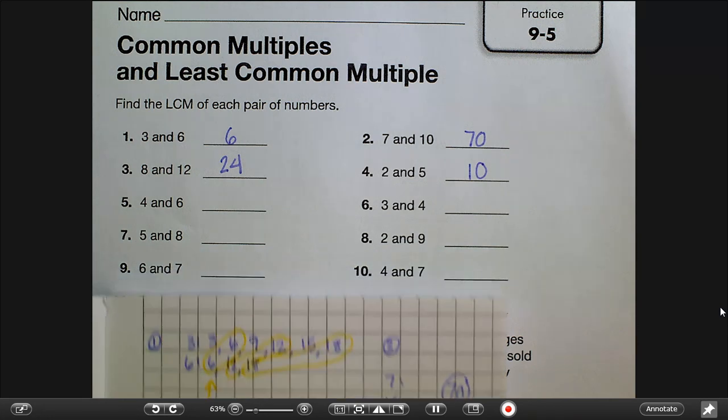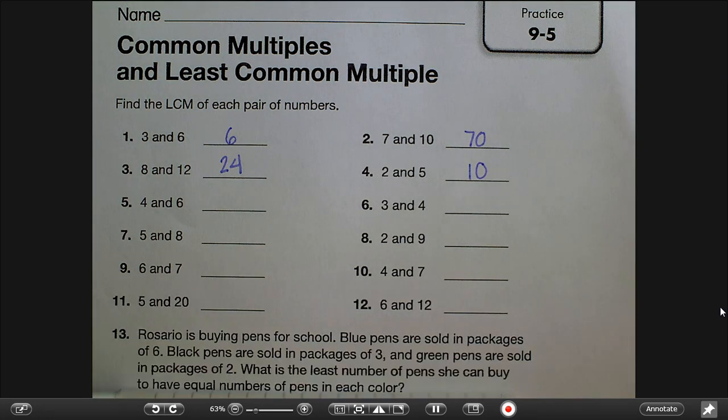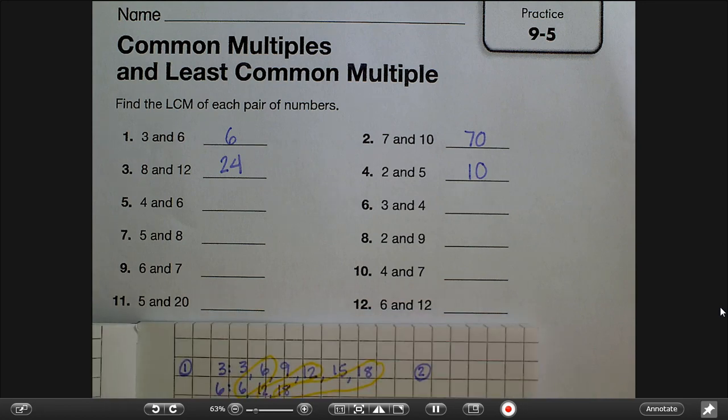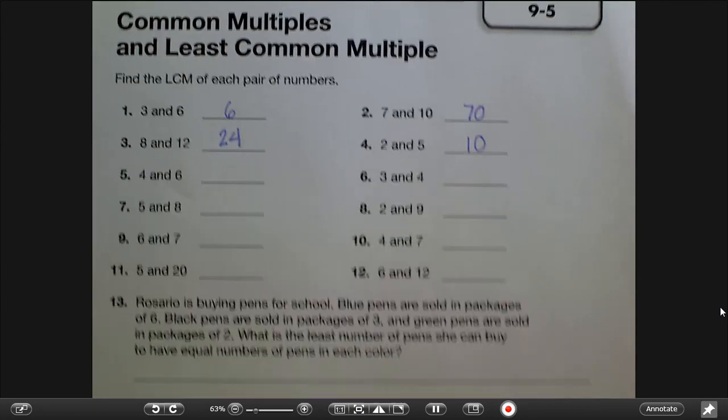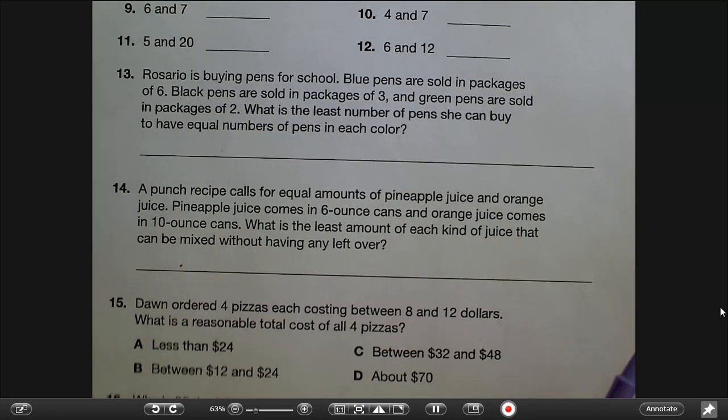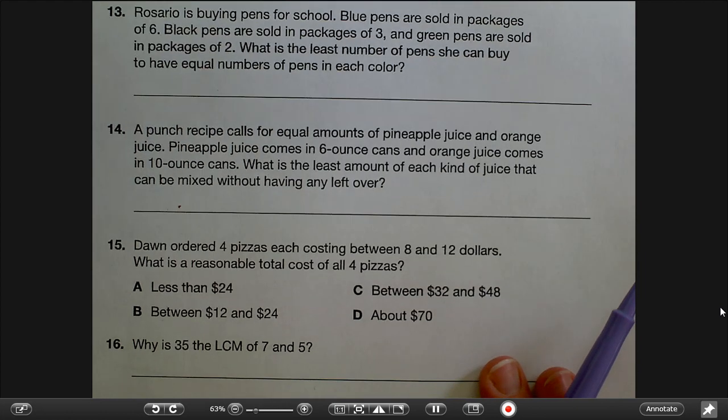Okay, why don't you go ahead and work out some more of these? Some of them are very easy to figure out. Some of them you might need to write out your multiples and choose the least common one. Okay, let's work out these word problems together, thinking about the least common multiples.